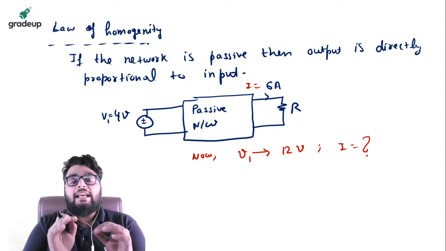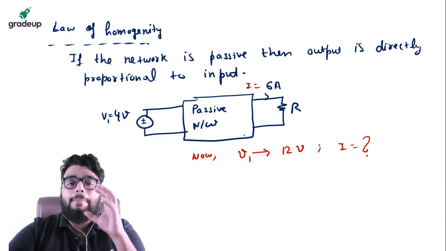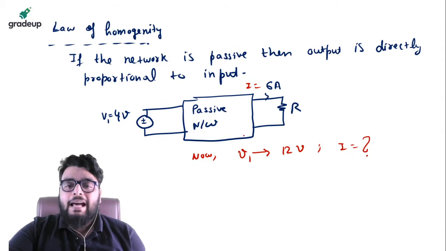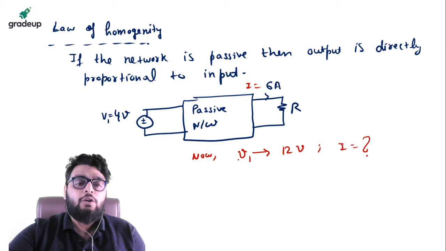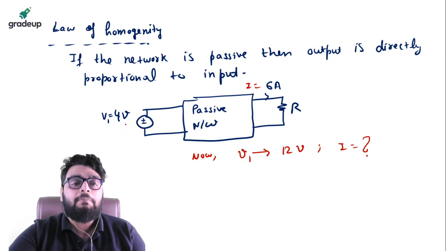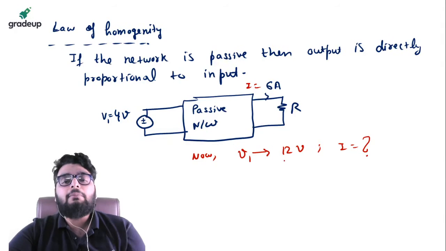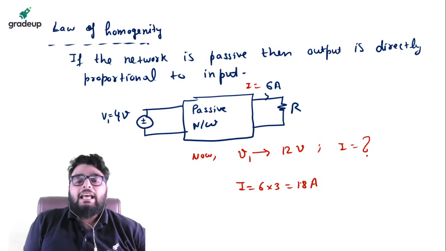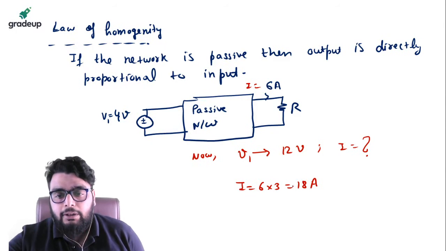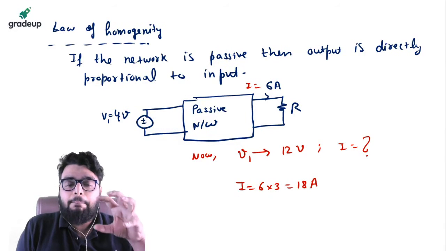So in this case, I can use the law of homogeneity because the network is purely passive. If the network is passive, the output will be directly proportional to the input. So you can see what is going to happen. Input becomes 3 times, 4 3s are 12, so output will also become 3 times. Here the current becomes 6 multiplied by 3, 18 ampere. Okay, so this is the law of homogeneity, one of the powerful laws.